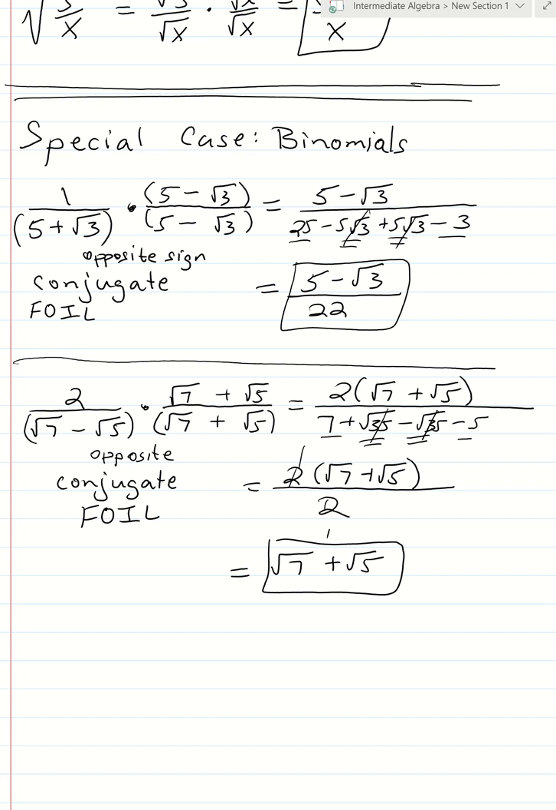So that completes section 9.6, dealing with the division of radicals, keeping in mind that you always have to have a rational or a whole number in your denominator. You never want to leave it with a radical of any kind in your denominator.